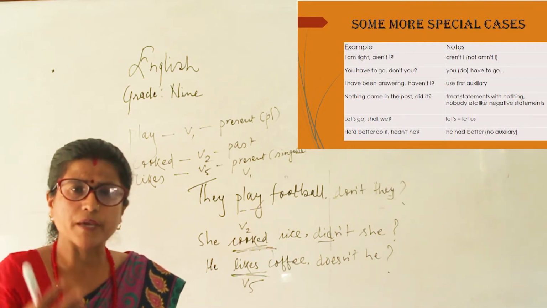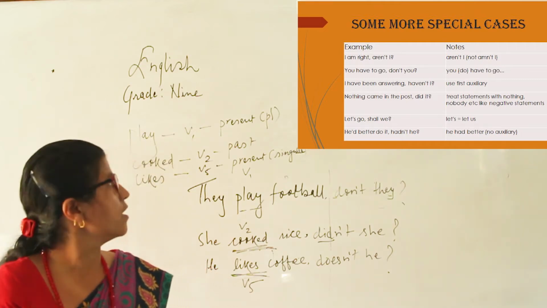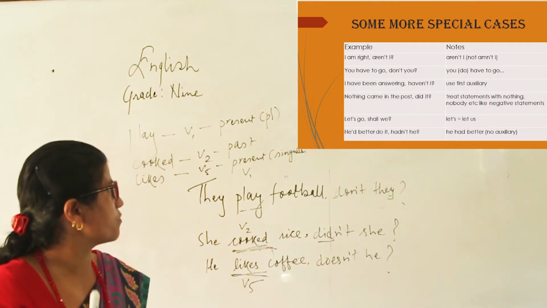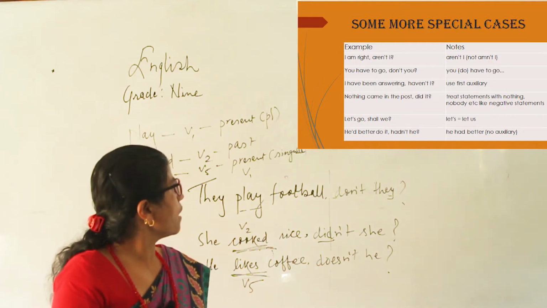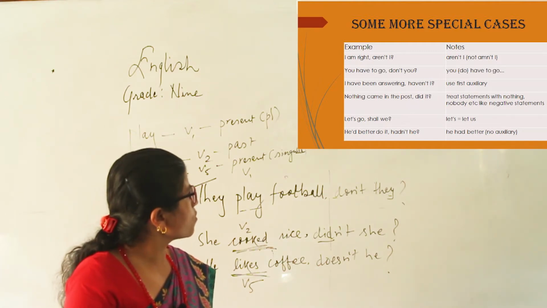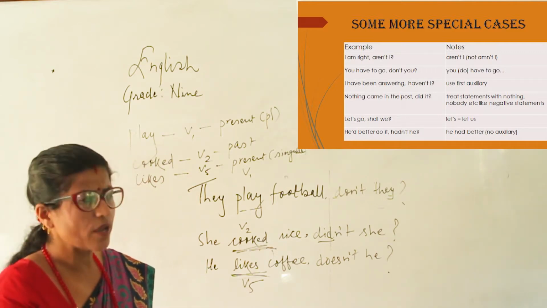If it is used as a main verb, its function is different, its use is different. If it is an auxiliary verb, it is different. We simply add not if it is used as an auxiliary verb. And nothing came in the post. Okay, did it? Nothing came in the post. Let's see the meaning. So we have to see the meaning.